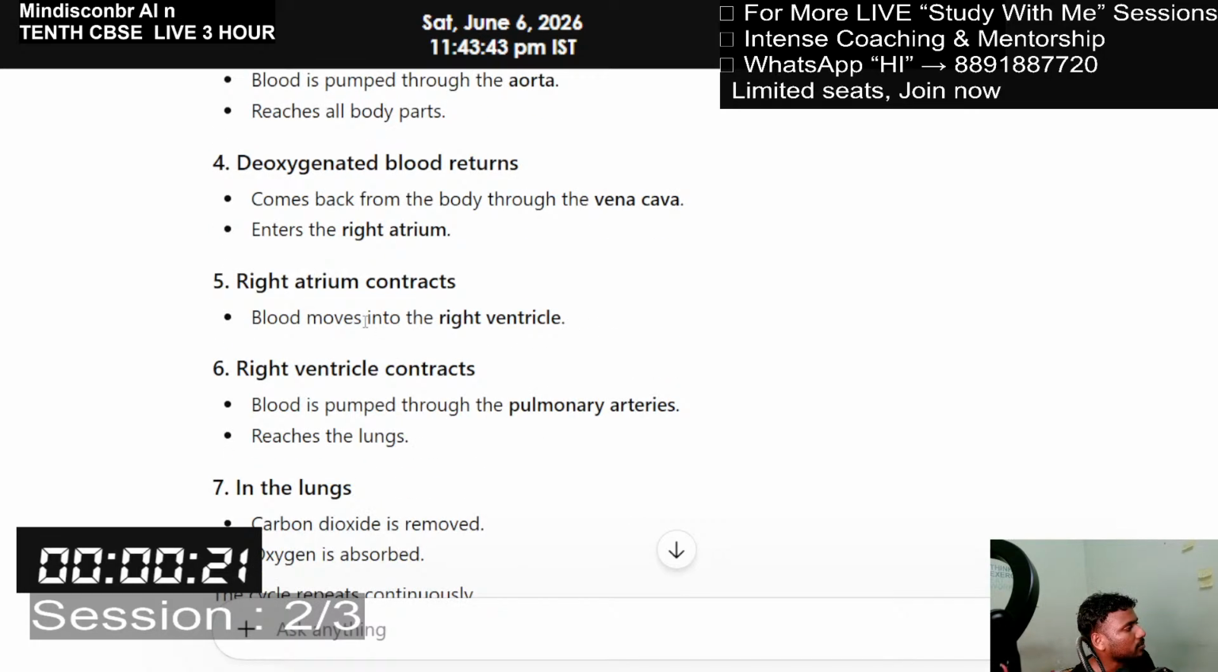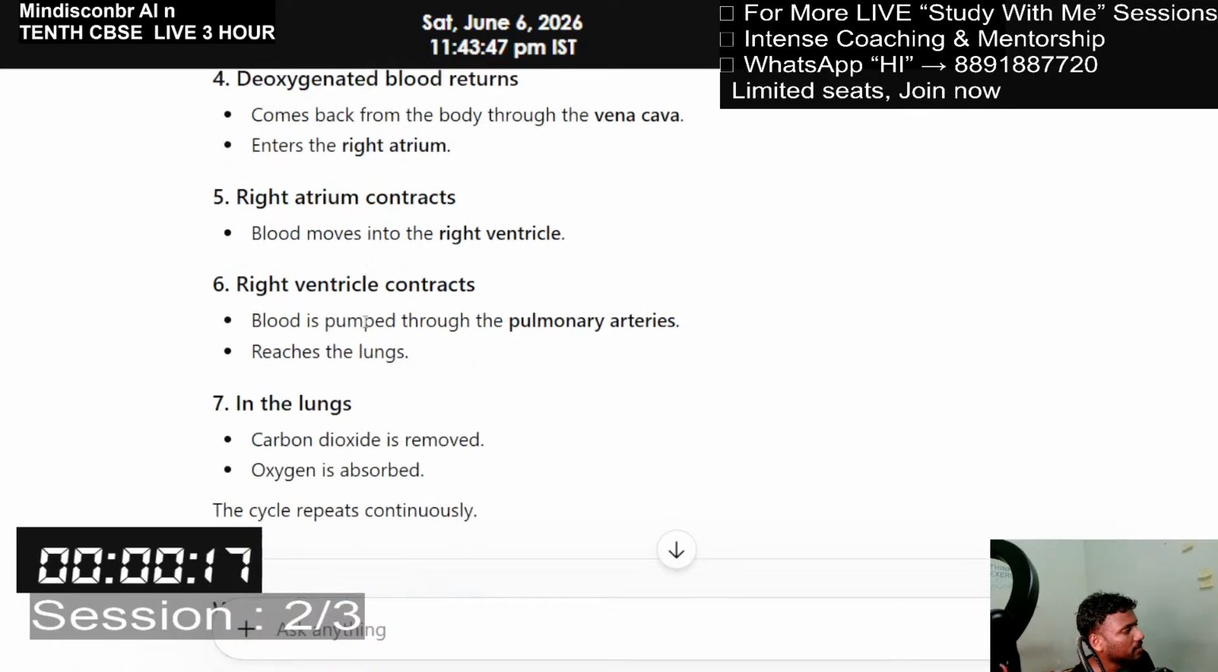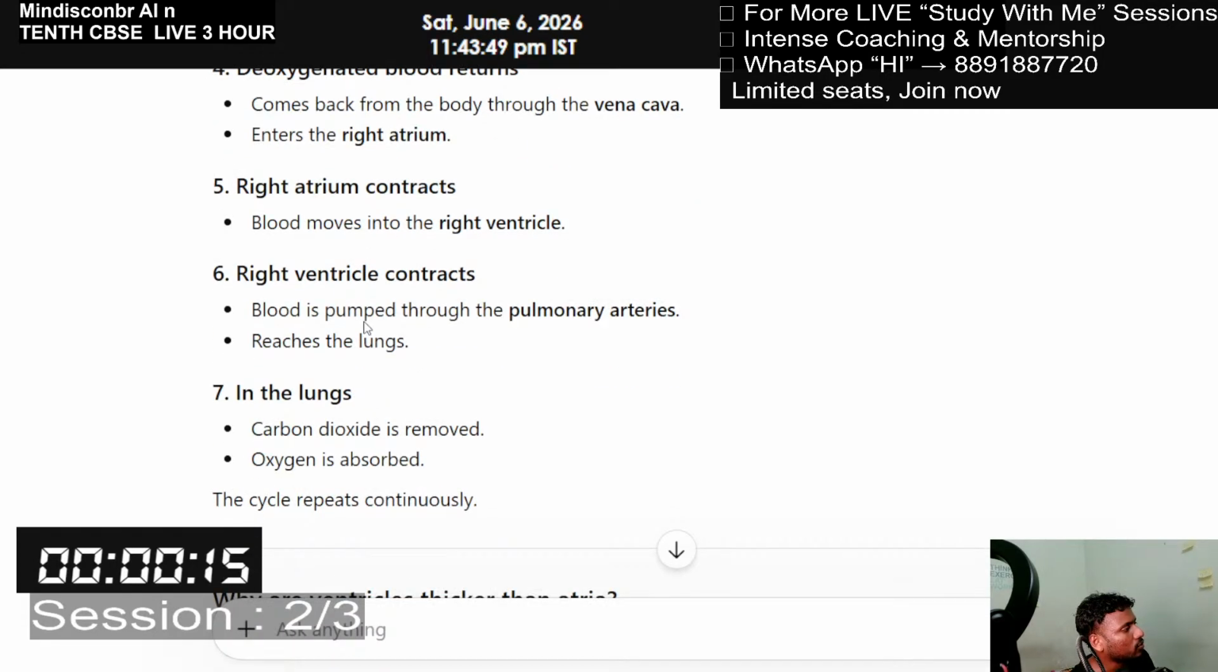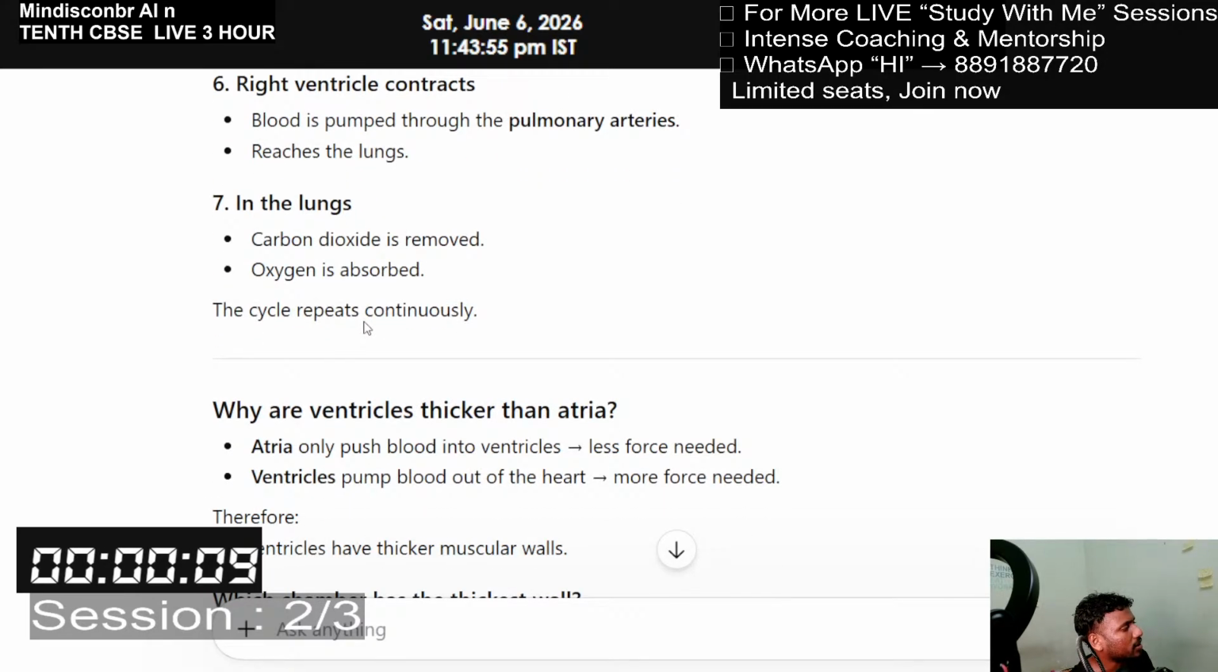Deoxygenated blood returns, comes back from the body through the vena cava, and enters the right atrium. The right atrium contracts, and blood moves into the right ventricle. The right ventricle contracts, and blood is pumped through the pulmonary arteries and reaches the lungs. In the lungs, carbon dioxide is removed and oxygen is absorbed. The cycle repeats continuously.